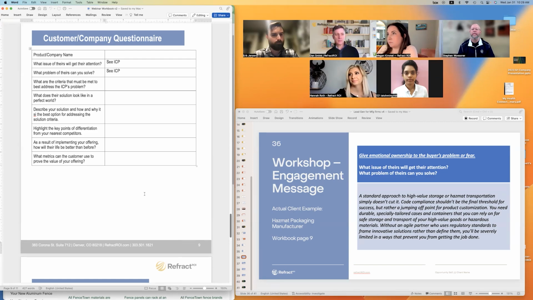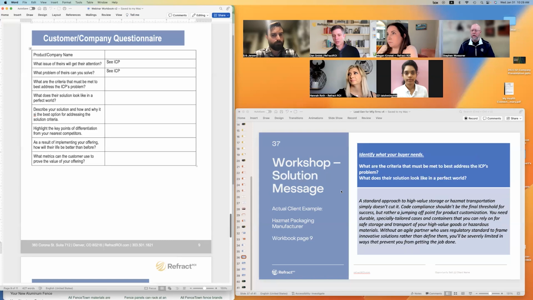So let's move on. The next part of this is what we call the solution message. Here, what we're trying to look at is what the client wants to find in a perfect world. What I often say to our clients in that messaging process is, if you could wave a wand and get exactly what you want, separate and apart from any product, what is your solution going to look like? Tell me what that looks like.